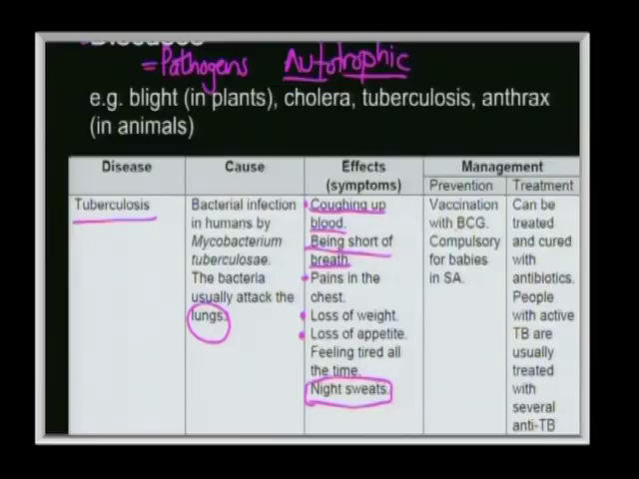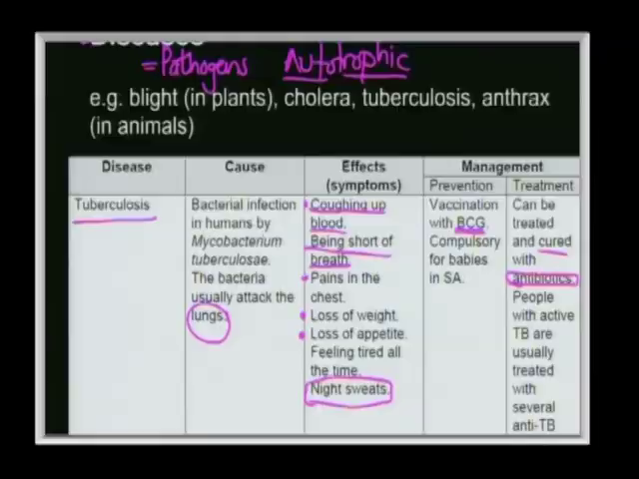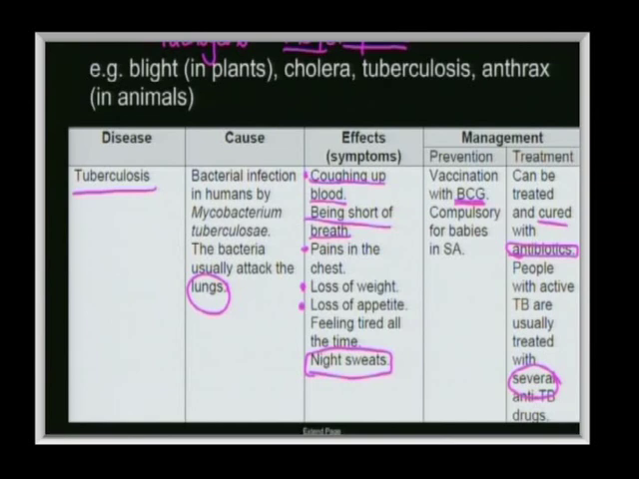Tuberculosis can be prevented. There is a special vaccine called the BCG, and in South Africa, all children are inoculated with this BCG vaccine. However, if you have already developed tuberculosis, it can still be treated. Remember that it is a bacterial disease and thus will respond to antibiotics. So, cure will occur with antibiotics, and usually you will find that there are several anti-TB drugs that are given at any one time.